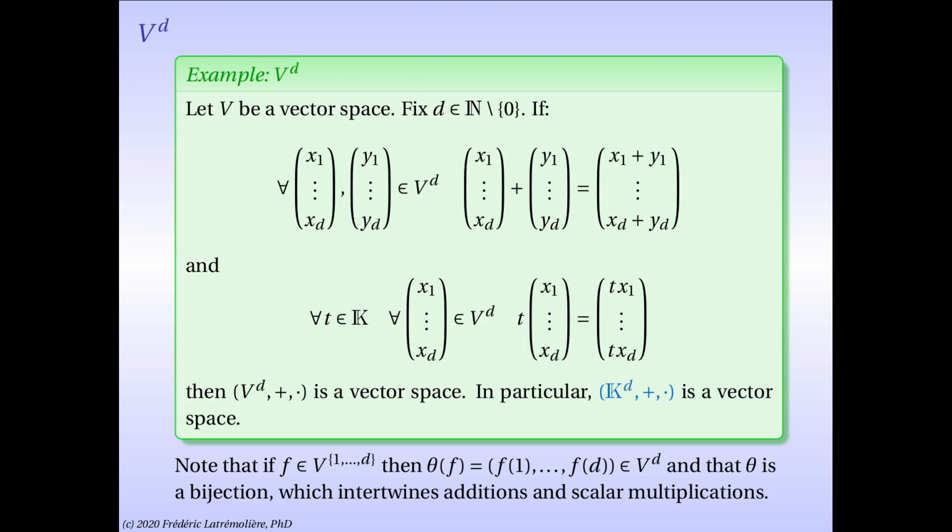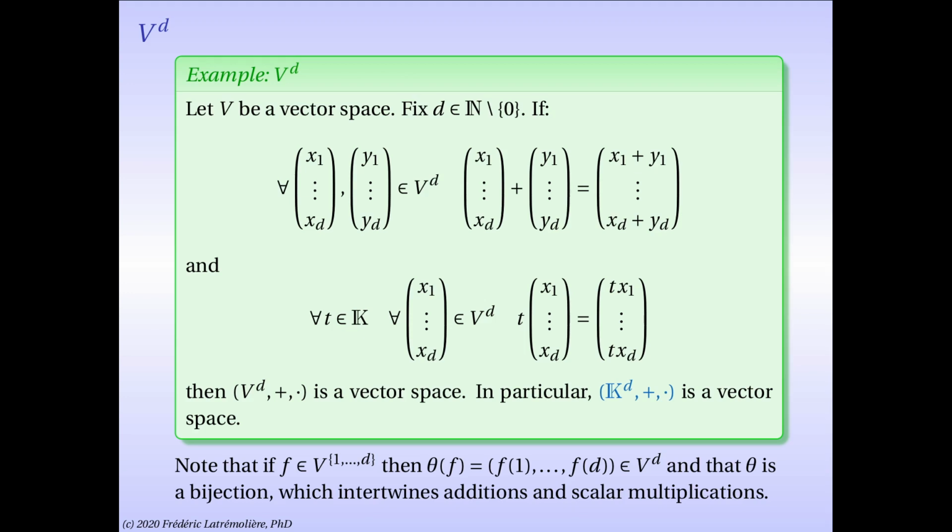Note that if you take a function which goes from the set 1, 2, 3, etc., d to the vector space V, then I can associate to this function in a rather canonical way an element of the Cartesian product V to the d, namely f of 1, f of 2, f of 3, etc., f of d. So for a function f from the set 1, 2, etc., to d to V, I call this image d-tuple theta of f. Then we define a map, theta. And this map, I claim, is a bijection, and it intertwines the addition and scalar multiplications that we define on the one hand on the function space of the functions from 1, 2, 3, etc., to V, and on the other hand, the operations I define on V to the d just in this green box right here.